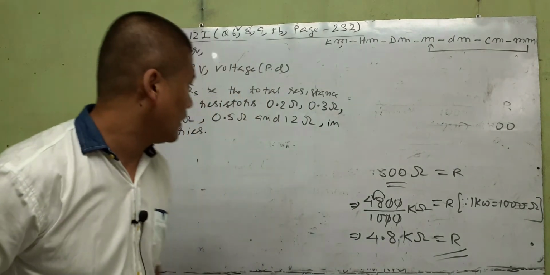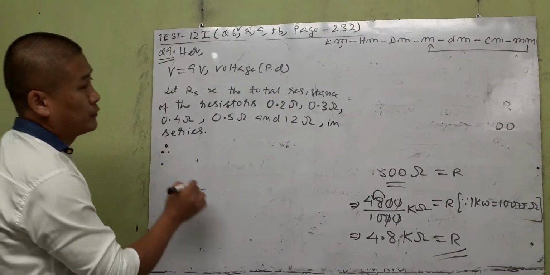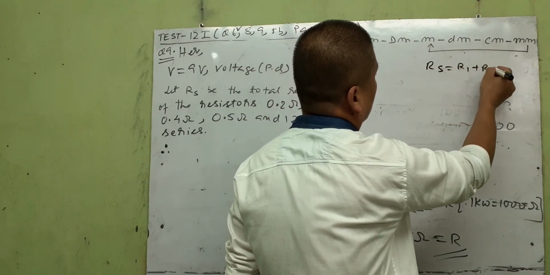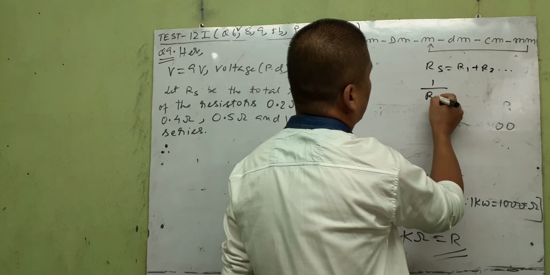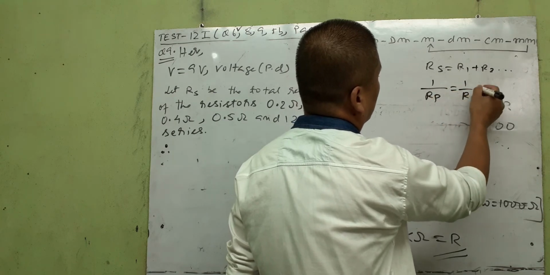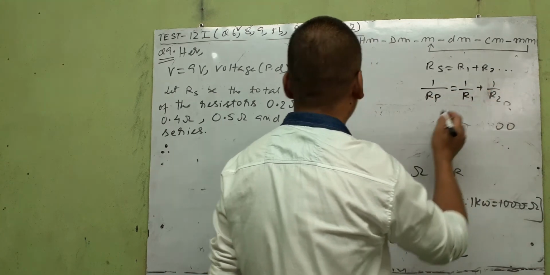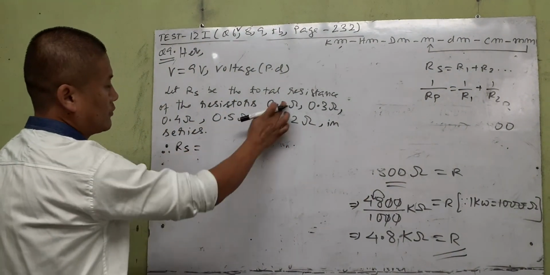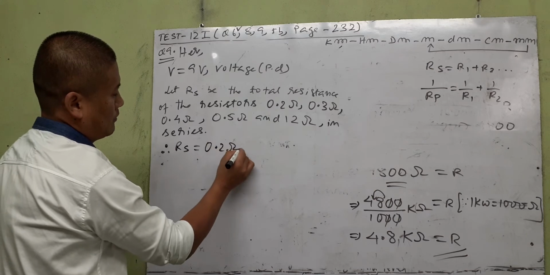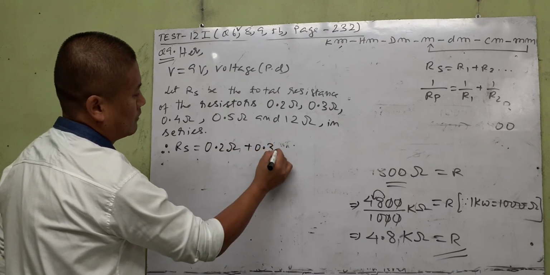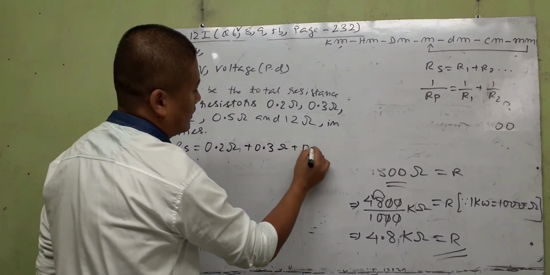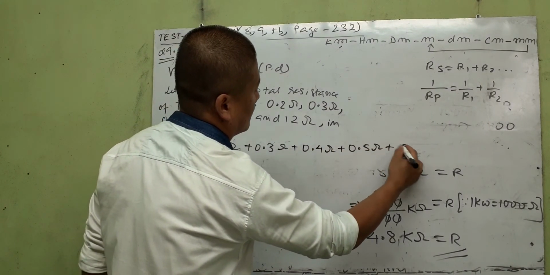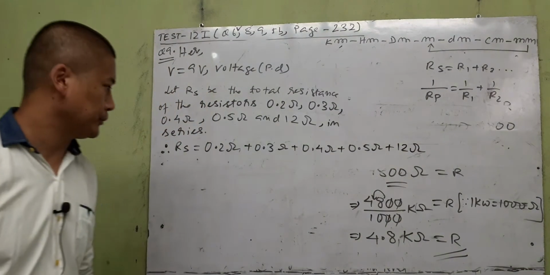Since they're in series, we know the formula for series is Rs is equal to first one plus second one, etc. For parallel, it is 1 by Rp is equal to 1 by first one plus 1 by second one. Since it is series, we have to use the first formula. So Rs will be the first one plus second one plus third one plus fourth one plus fifth one, like this.